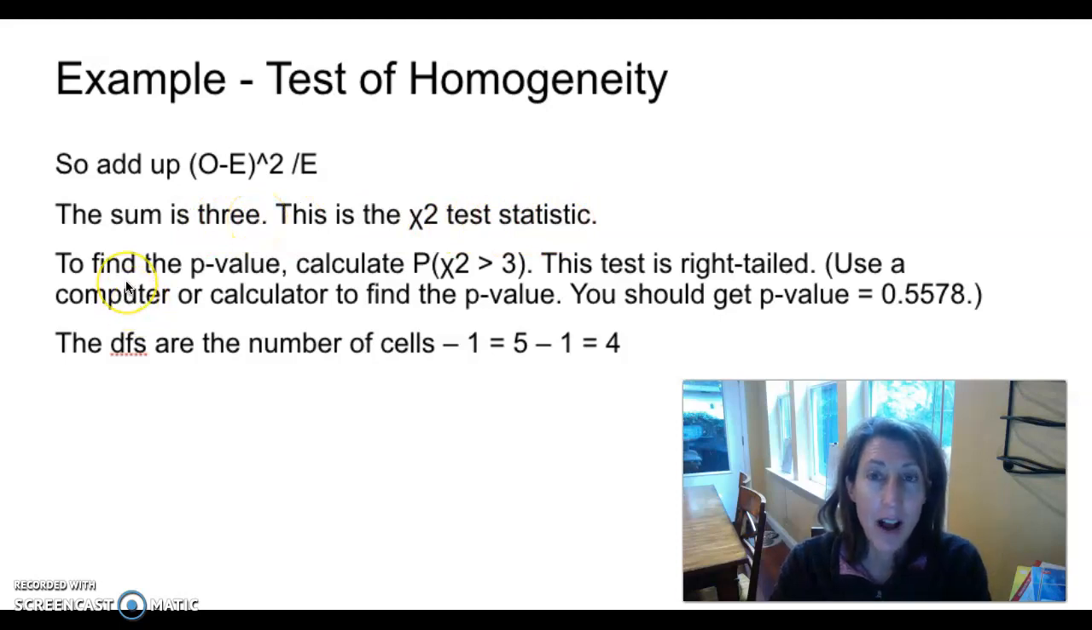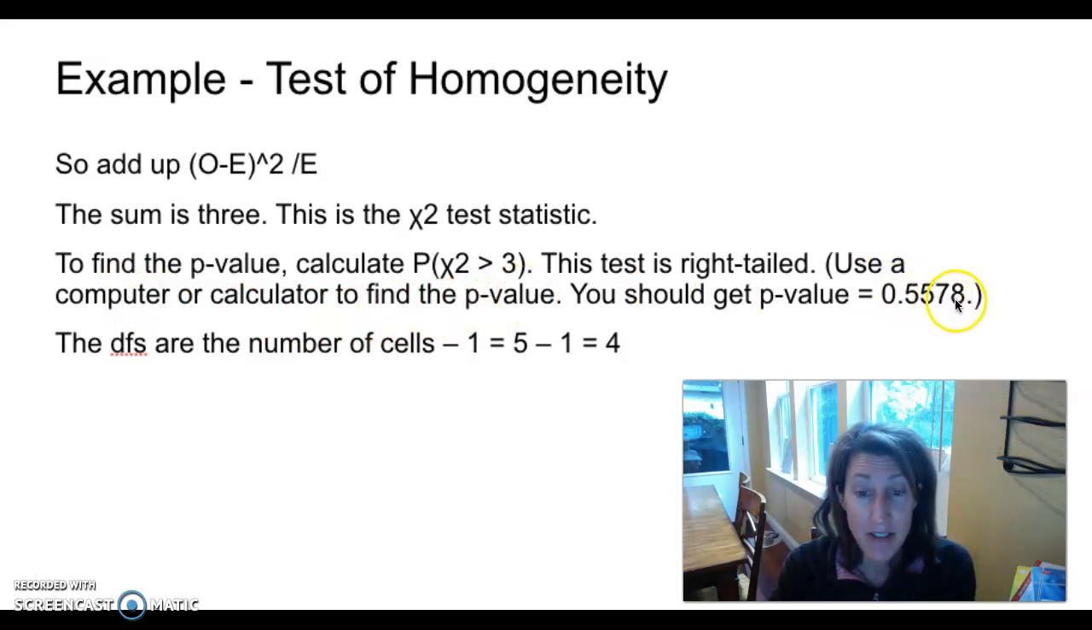Okay, so just think about those steps of a hypothesis test. We've got our null and our alternative. Then we know our alpha, it was 0.05. We just calculated our test statistic. In this simple example, it's 3. So now we want to figure out the p-value. What's the probability of getting that test statistic, a chi-square of 3, if our null is true? So we are going to use our calculator for that. And our calculator gives us a p-value of 0.5578.